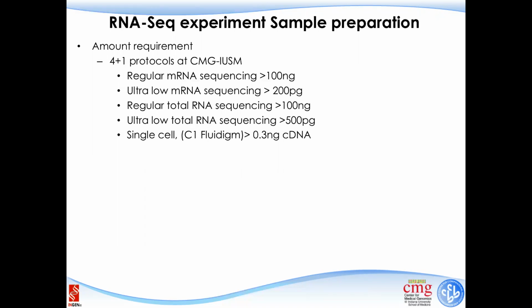currently used at CMG. The first one is the regular mRNA sequencing, and the sample demand is more than 100 nanogram of mRNA. Second is ultra low mRNA sequencing. They can also do the experiment on an ultra low amount of input sample. The requirement is more than 200 picogram.